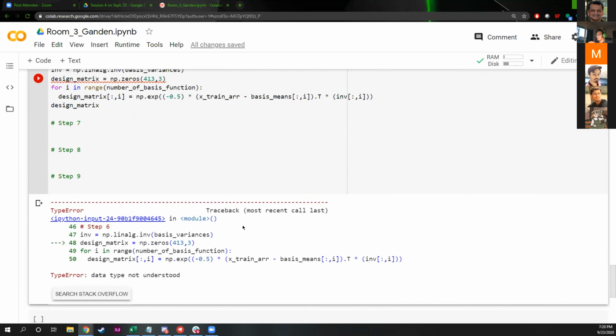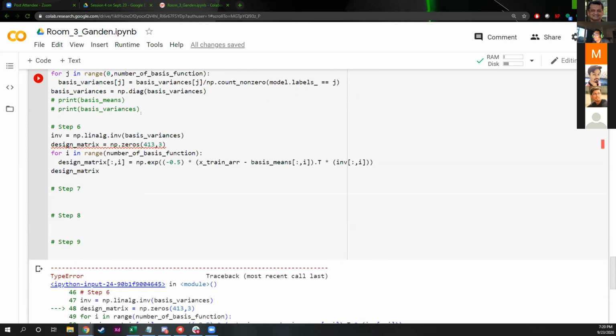Data type not understood. Look up documentation for inverse. In the design matrix, we are supposed to multiply it again by x train array minus basis means. So the shape is supposed to be in a tuple. NP zeros, but another parenthesis in and out.